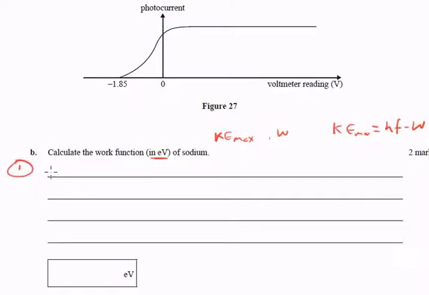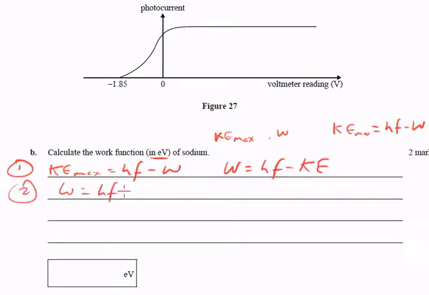So we'll get our formula down here. Kinetic energy max equals hf minus work function. Add work to both sides, minus kinetic energy from both sides, you get work equals hf minus kinetic energy. That's what we're going to be using. So we'll put our numbers in. Because we want the answer in electron volts, and I've got the kinetic energy here in electron volts, I'm going to use the h in electron volts as well.